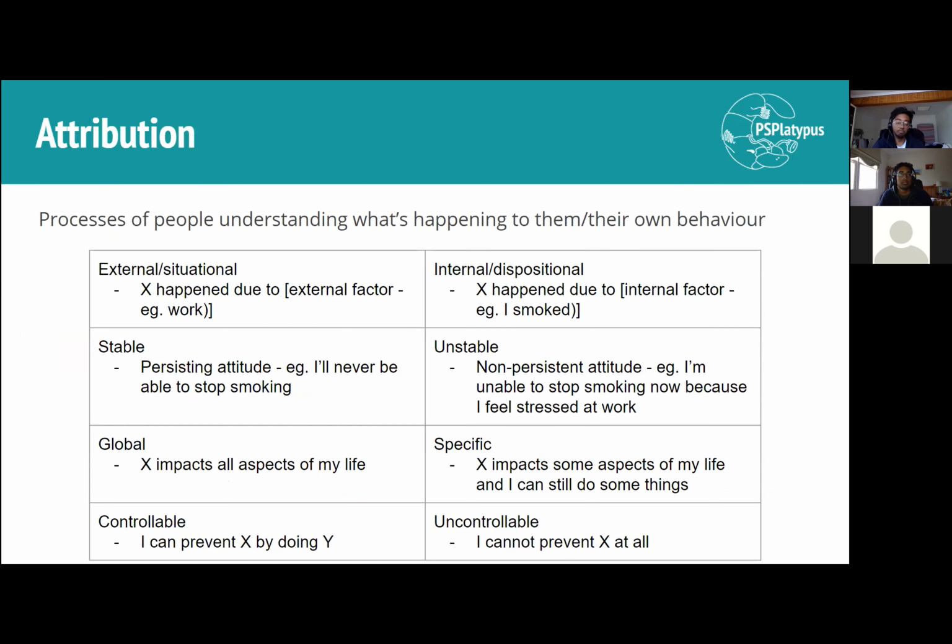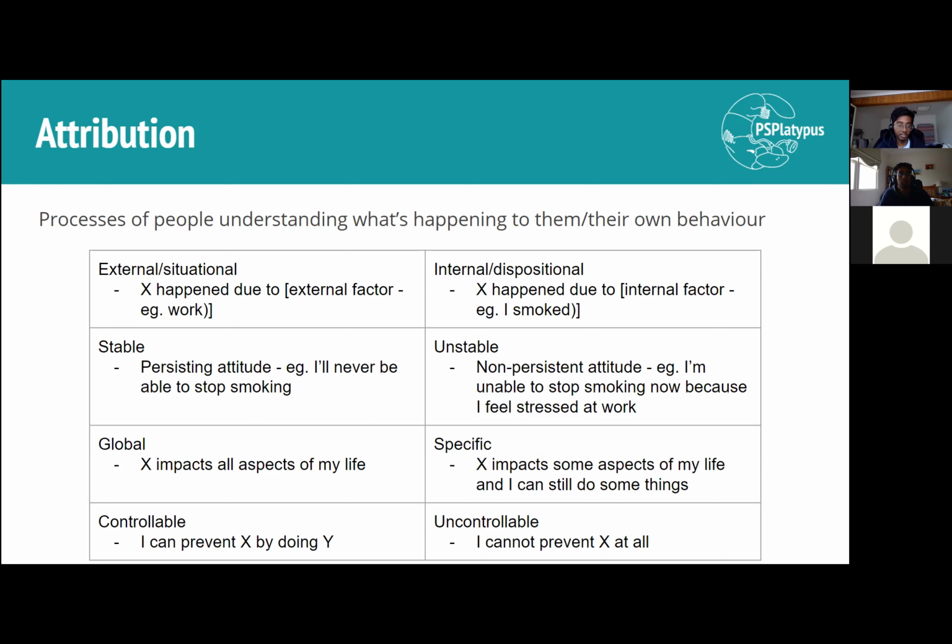Okay, so attribution. Attribution refers to the processes of people understanding what's happening to them. We say sentences to ourselves about our illness, and shifting the perspective to a different way can be beneficial.